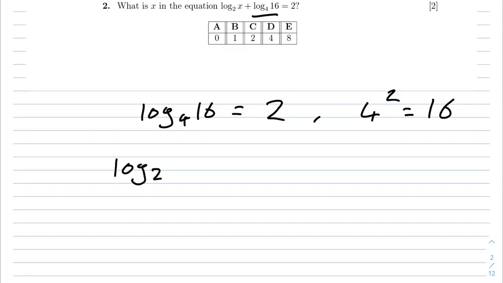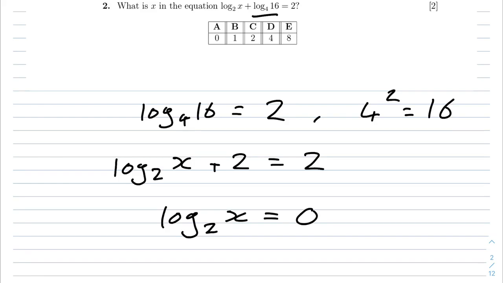So we have log base 2 of x plus 2 is equal to 2. Of course, that rearranges to log base 2 of x is equal to 0. And now inverting this expression using our knowledge of logarithms, this is equivalent to saying 2 to the power of 0 is equal to x. Therefore, x is 1 and B is our answer.